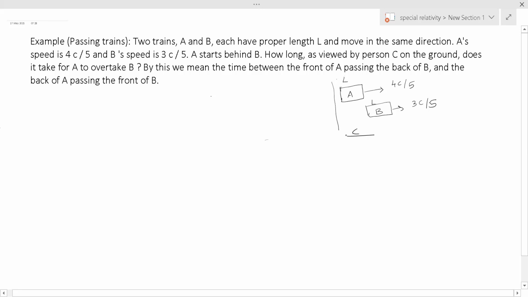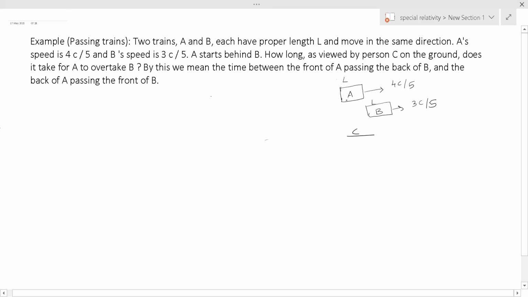Now, how long as viewed by a person C on the ground does it take for A to overtake B? By this we mean the time between the front of A passing the back of B and the back of A passing the front of B. Is this clear? So there are 2 trains, each with proper length L, which means in the rest frame the length is L. Now some other observer C is watching these trains, and how much time does it take to overtake?